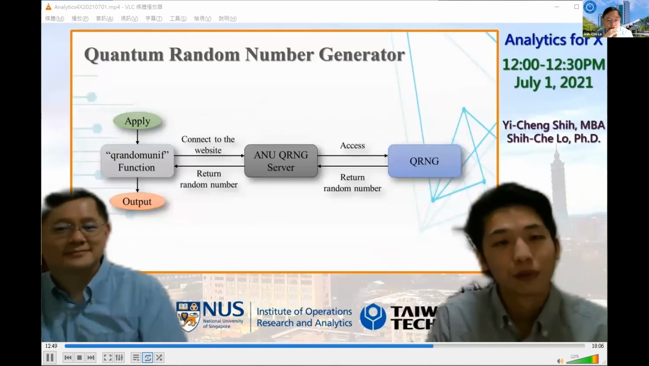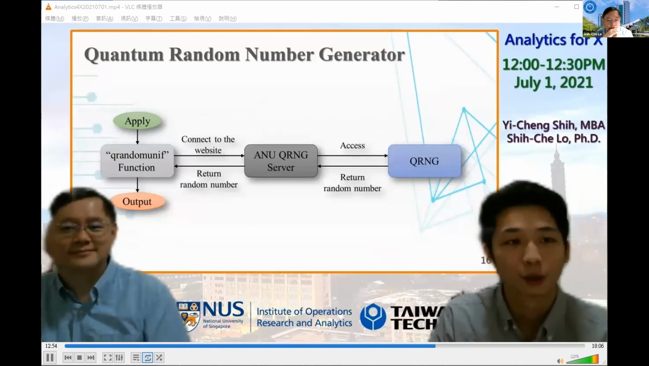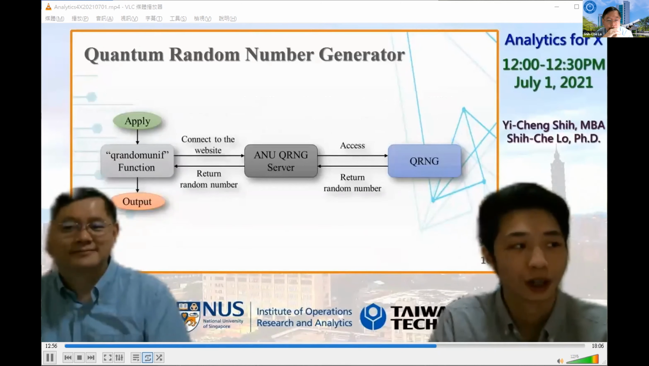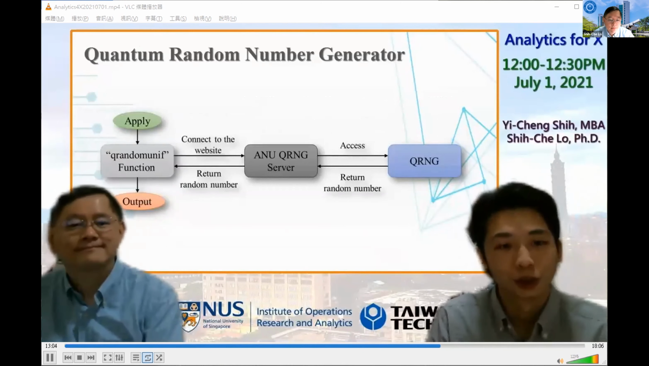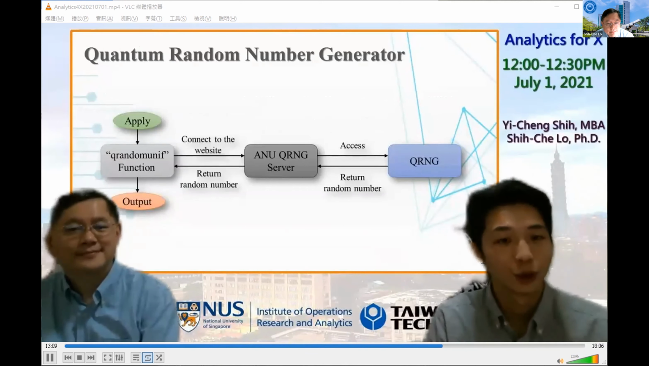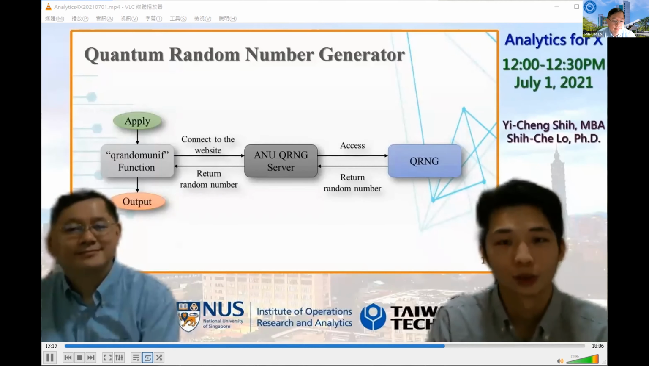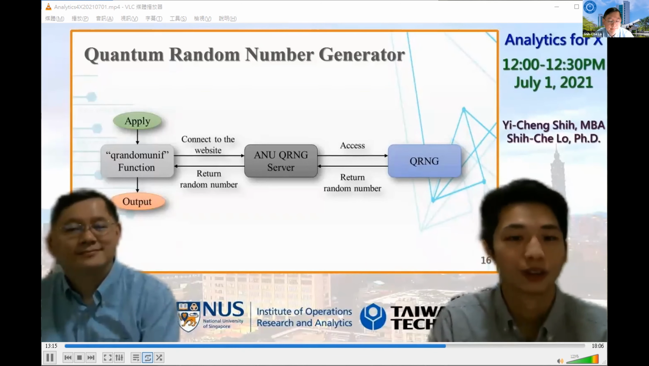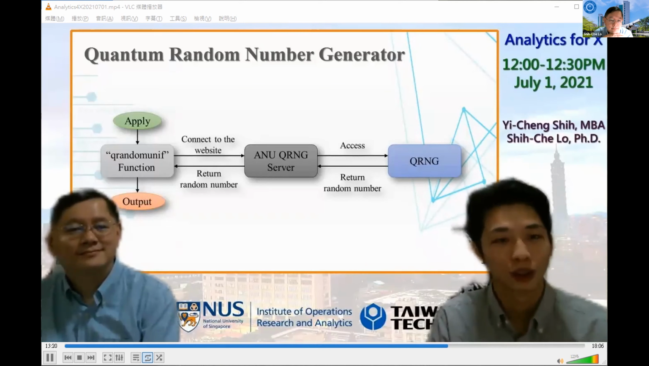And all the randomness in the QIGA is generated by the quantum random number generator, QRNG, and we use the R package. We use the R function qrandomunif to connect to the Australian National University QRNG server, and the server will access their QRNG to return the true random numbers and integrate them into our QIGA.